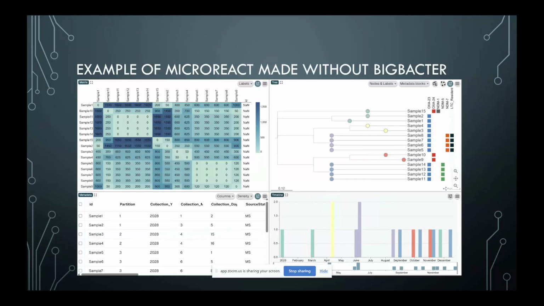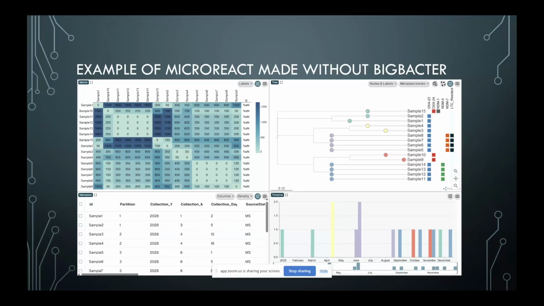This is a fake MicroReact file I made without BigBacter just to show you what it would look like if you fed it that data. So again, you could give it a metadata file, which is just an Excel spreadsheet, right? And then you could, if you have a Newick tree from something else, you can just give it the Newick tree and the distance matrix from the other pipelines you've run. And you can generate a similar visualization. You don't have to use BigBacter. It's just convenient because it does some of that work for you.